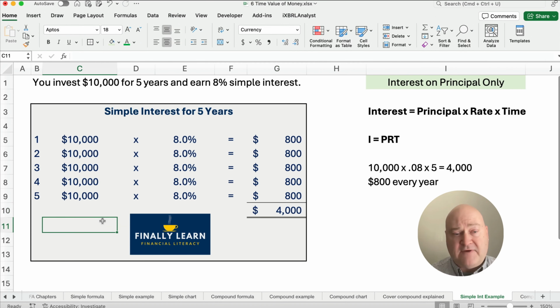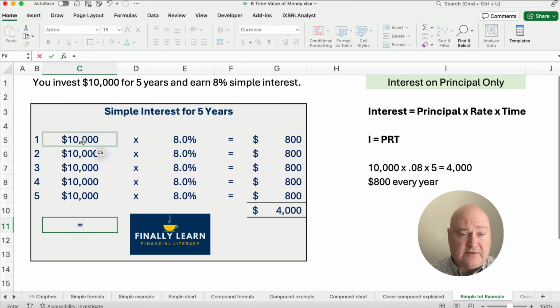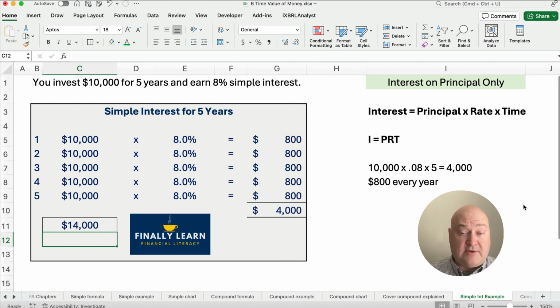So at the end of 5 years, how much would you have? Well, you'd have the original $10,000 plus the interest of $4,000. You'd have $14,000. So if you want to use the formula, you would say principal of $10,000 times the rate of 8%. Remember, the 8% is 0.08 as a decimal. Times 5 years, you get $4,000. And so that's $800 every year in interest.